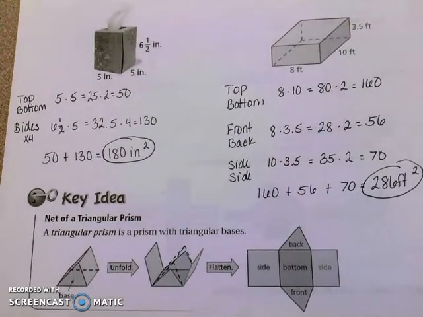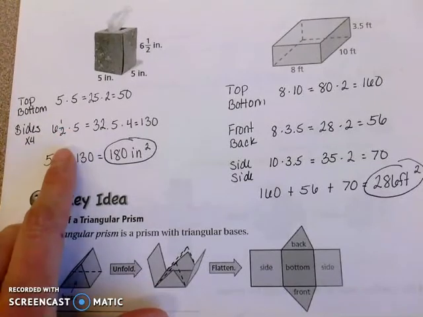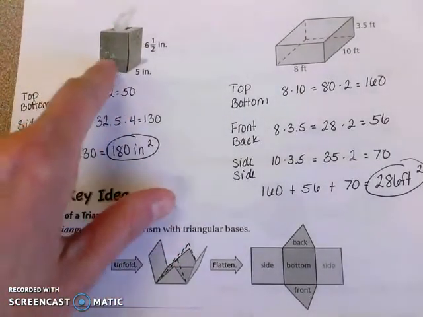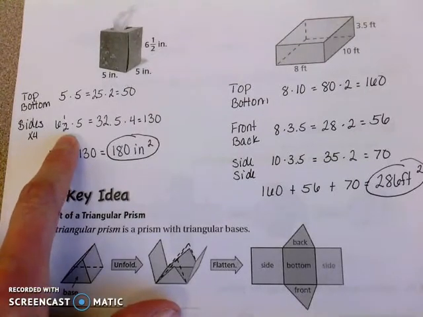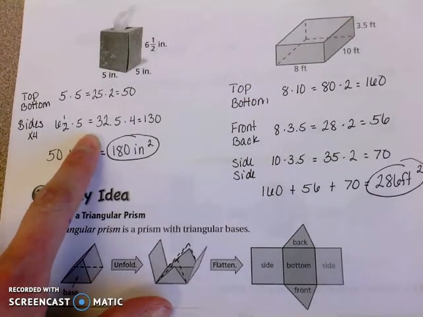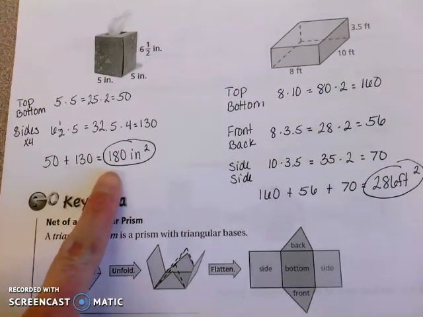Okay, for this first one, the top and bottom were both squares that were 5 by 5. And then all 4 sides, since those are squares, all 4 of the other sides were the same, 6.5 by 5. So I multiplied that and got 32.5 and multiplied it by the 4 sides. When I added that together, I got 180 inches squared.